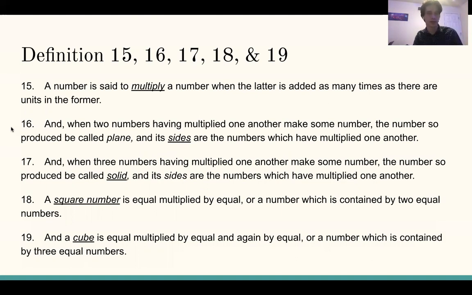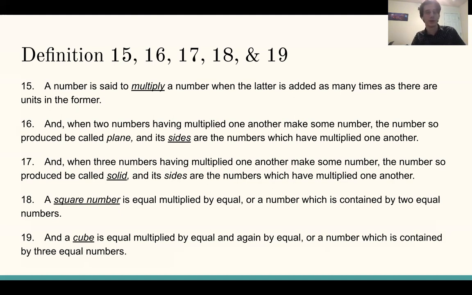A number is said to multiply a number when the latter is added as many times as there are units in the former. Again, at first it can sound really complicated, but pretty much it just defines multiplication, right? So you multiply a number by a number, and then that second number is going to be added as many times as there are units in the former, right? So 2 times 3, you take 3 times 2 units, that'll get you 6, right? So that also just makes sense.